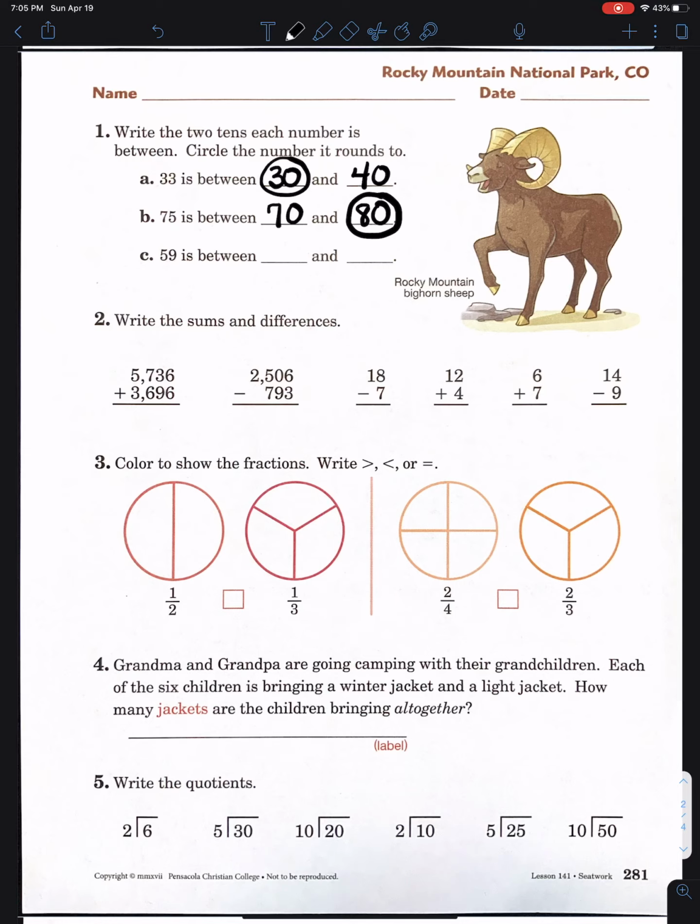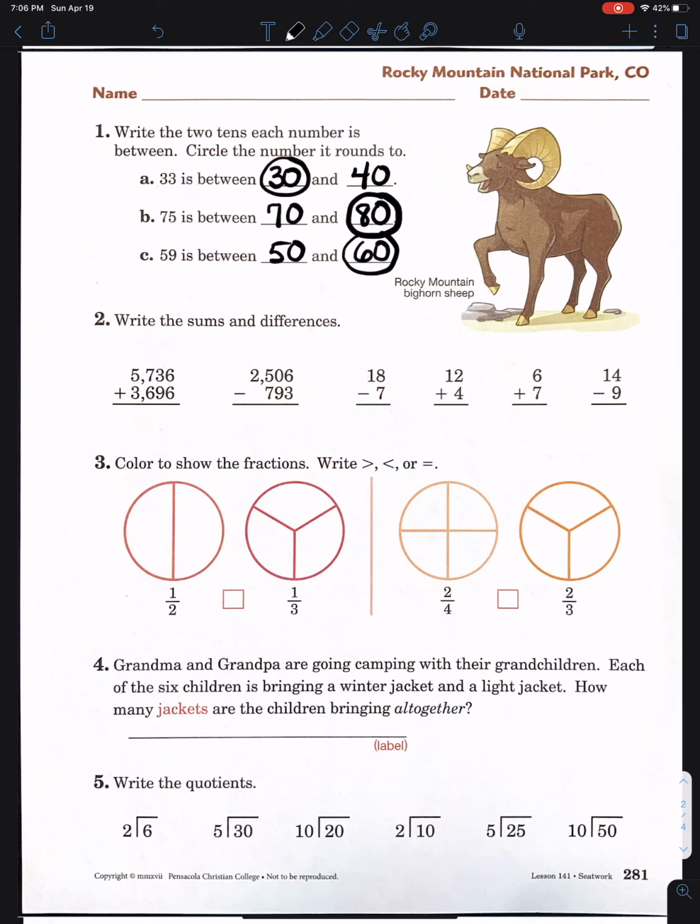59 is between 50 and what other 10? 50 is the lower 10. What 10 comes after 50? Yeah, it's 60. Now is 59 closer to 50 or 60? What will we round 59 to if we are rounding to the nearest 10? Yeah, the 60, because 59 is only one away from 60. It's definitely closer to the 60.